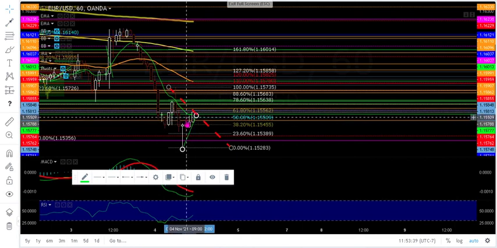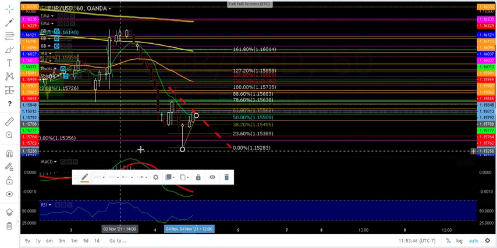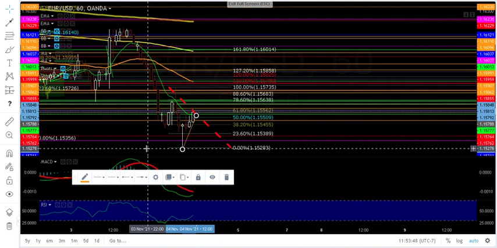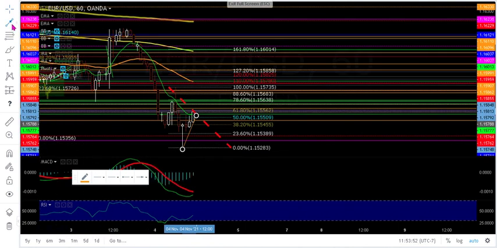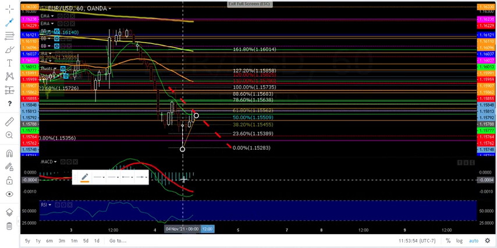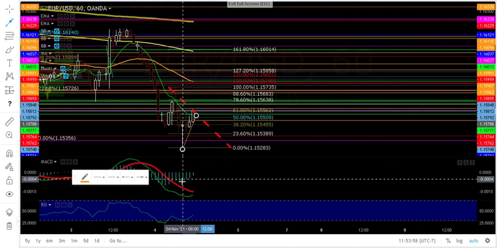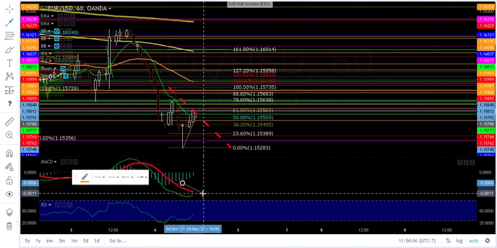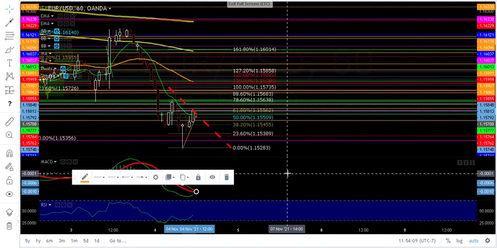Let me label. I like to label the arrows the color that I'm on. So I'm on H1, so I'm going to label this, because when I get down to lower time frames it gets confusing. But the colors tell me where I'm at or where I drew it. So we got divergence on H1. See, price is going up, yet the indicator is going down, and price is going down.